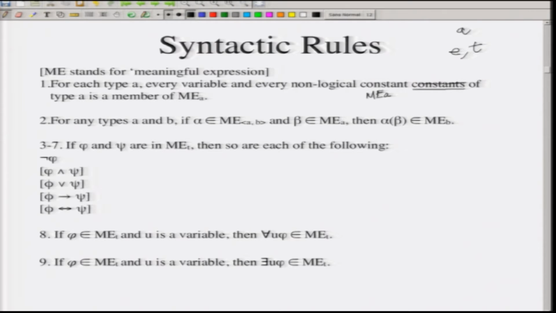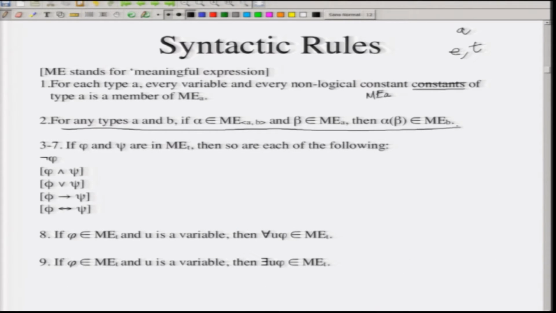For any types A and B, if alpha belongs to MEAB and beta belongs to MEA, then alpha beta belongs to MEB. This syntactic rule is the real blocker. We have already talked about it. We wanted to block the liar-like sentences. We wanted to block Russell's paradox and many other paradoxical situations. That is why we have introduced this type theory. Now, we shall see how this rule actually helps us block undesired rules.